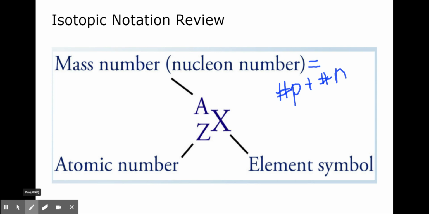The atomic number is Z on my screen. This was equal to the number of protons inside of an atom. This also identifies the atom we are speaking about. So if the proton number changes, the atom changes.